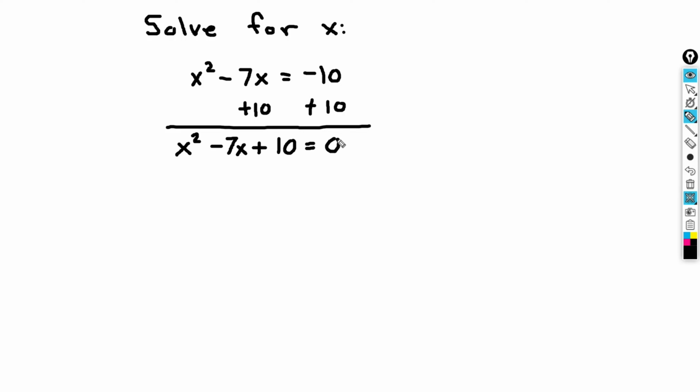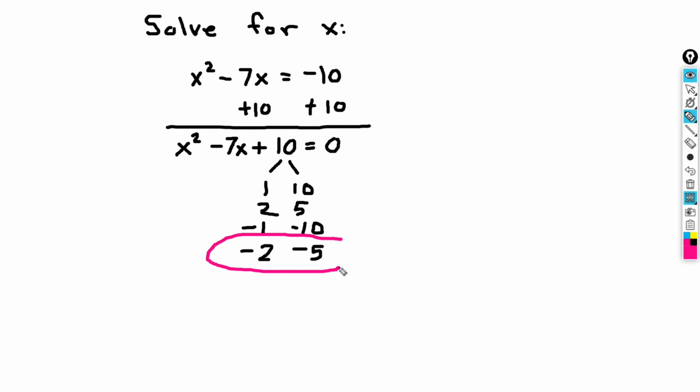Okay, so now what I want to do is list the factors of the constant term 10. So those are 1 and 10, 2 and 5, -1 and -10, and -2 and -5. So I'm going to select -2 and -5 because they add to -7 here.